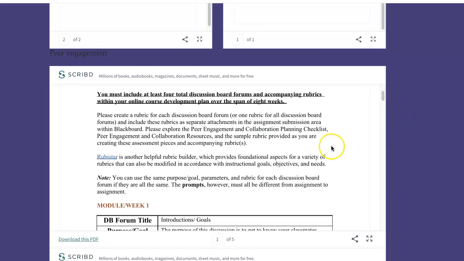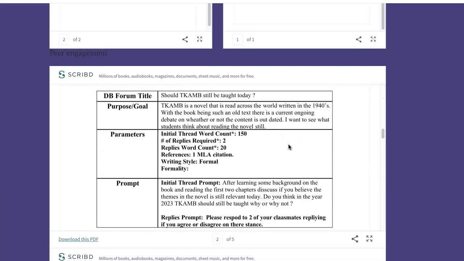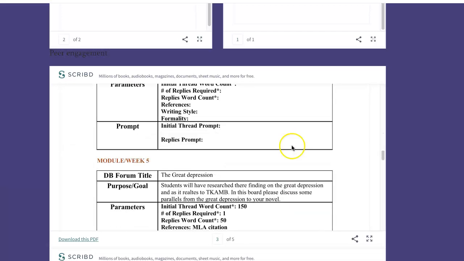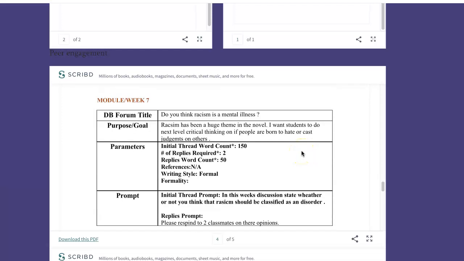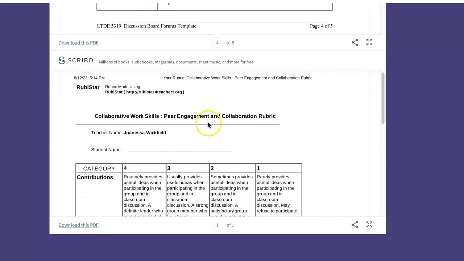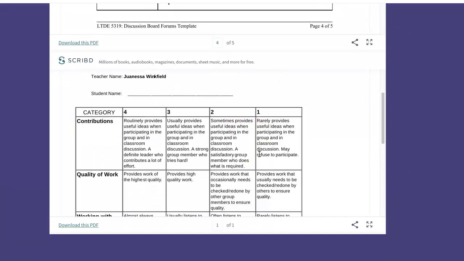Next, we have our peer engagement. That's where each week, 4 weeks, week 1, week 3, week 5, and week 7, they were to have a peer engagement, which would be a discussion board on Google Classroom. I went on and talked about the goal, the questions they would answer, word count, replies, and so on and so forth. And then lastly, here is the grading rubric on the discussions.